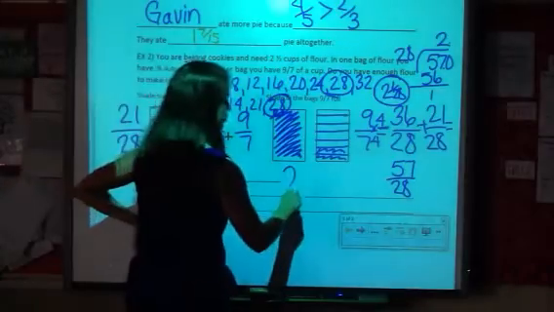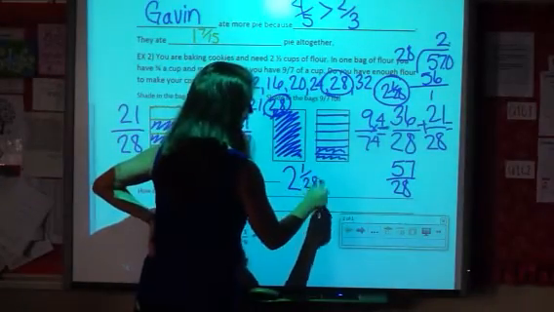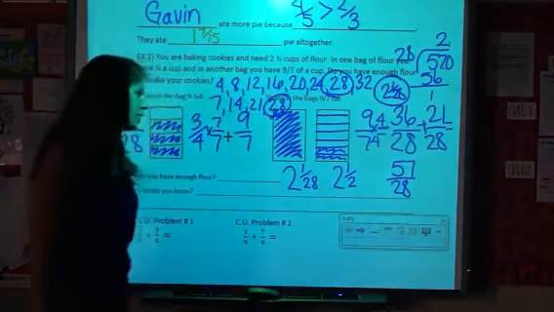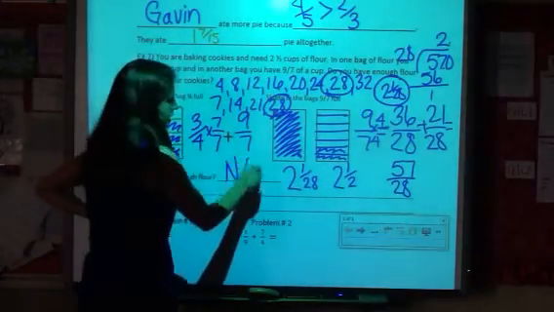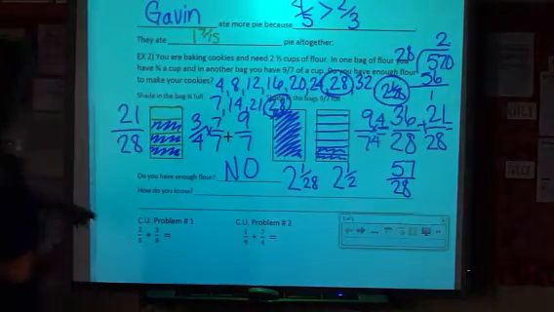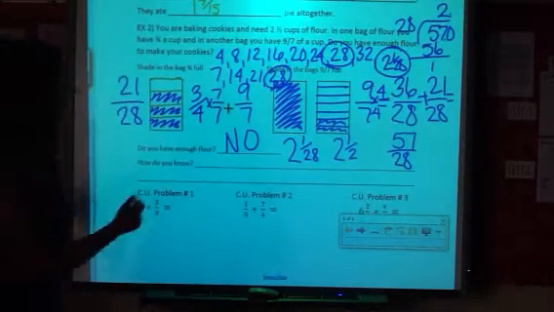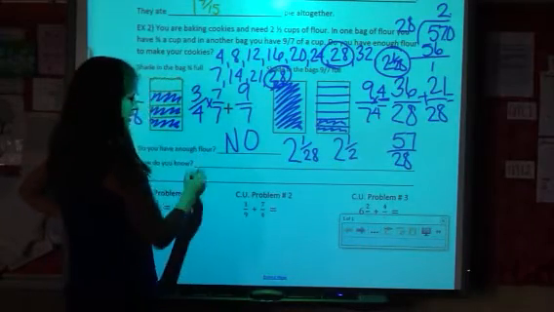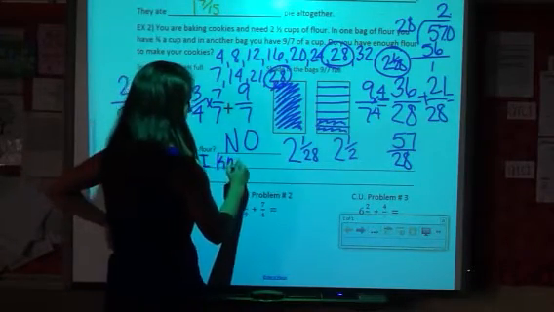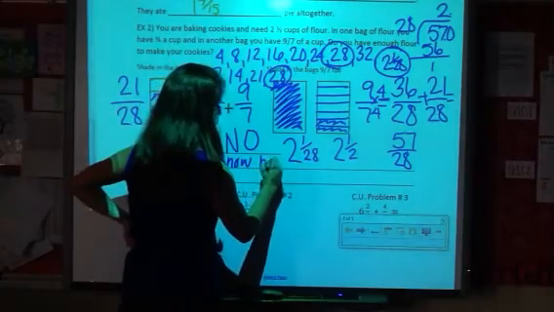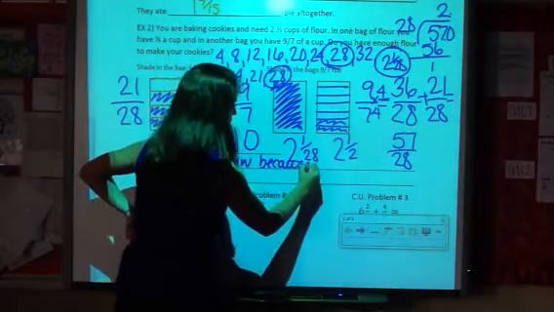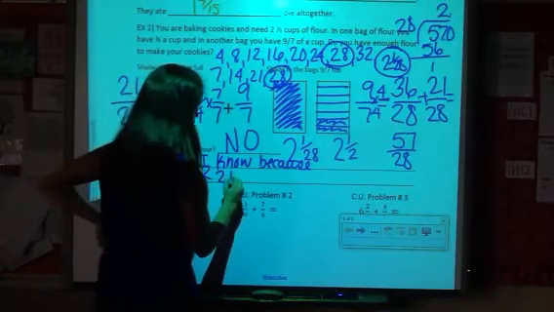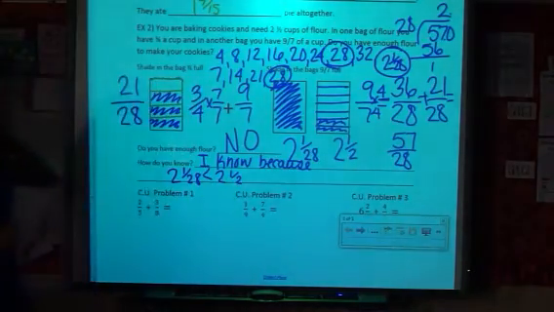2 and 1/28 is my mixed number. So I have 2 and 1/28, and I needed 2½. Well, 1/28 is definitely smaller than 1½, so no. No cookies for tonight. I can't make my cookies. Okay? And how do I know? Because that's not a good way to start a sentence. I know because 2 and 1/28 is less than 2½. So I don't have enough.